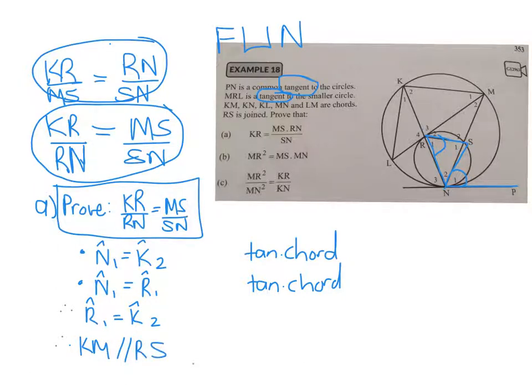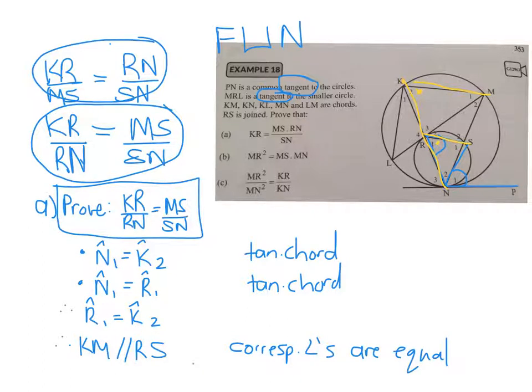Now, why are they parallel to each other? Because I have proven that these two are equal. And what does that give me? That gives me an F there. Do you see my F? So my reason for that is, why are they parallel? Because I have just proven that my corresponding angles are equal.